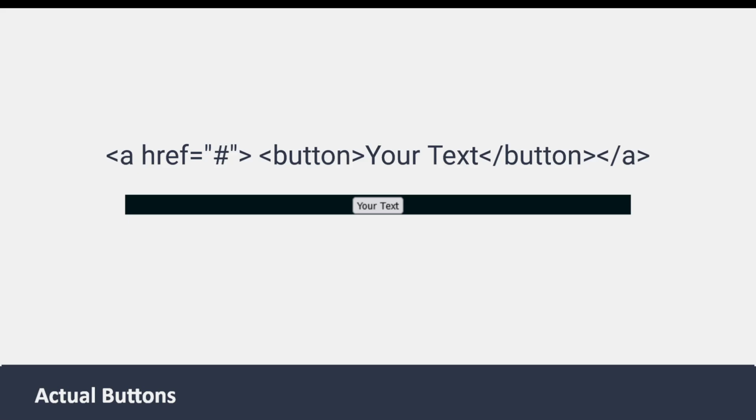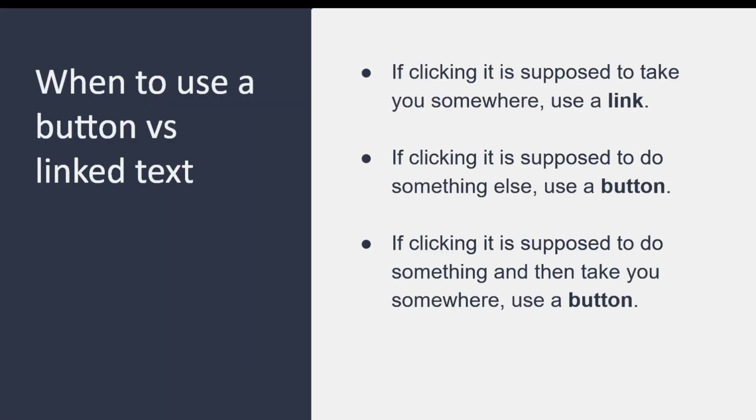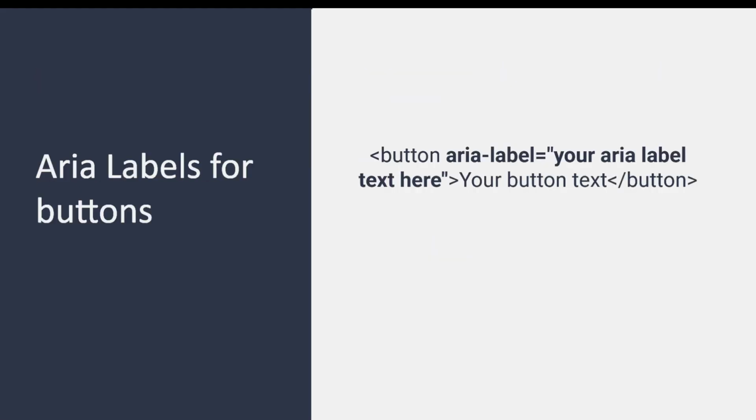So when would you use a button element versus, like, link text, for example? If clicking it is supposed to take you somewhere, use a link. If clicking it is supposed to do something else, use a button. If clicking it is supposed to do something and then take you somewhere, use a button. Okay, but how do we make them accessible?